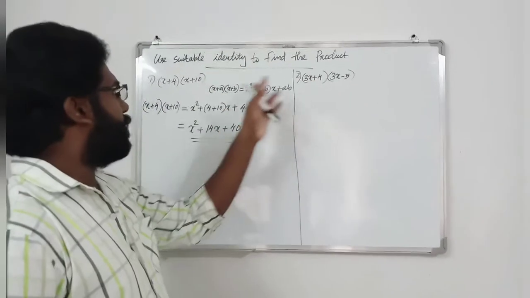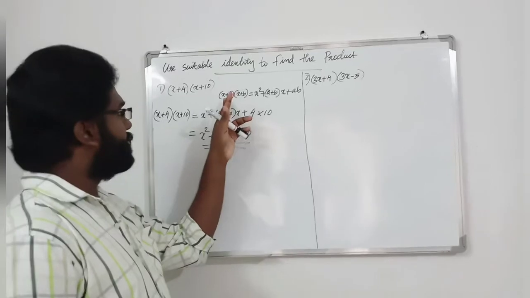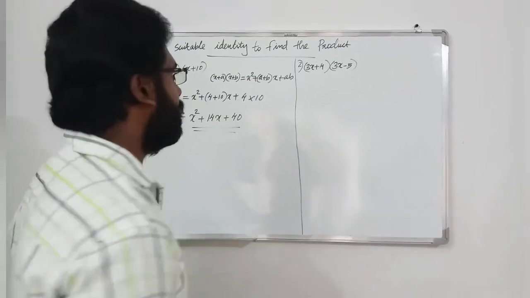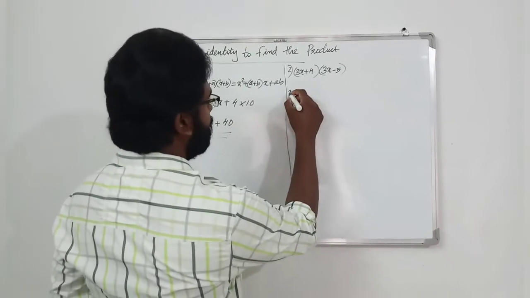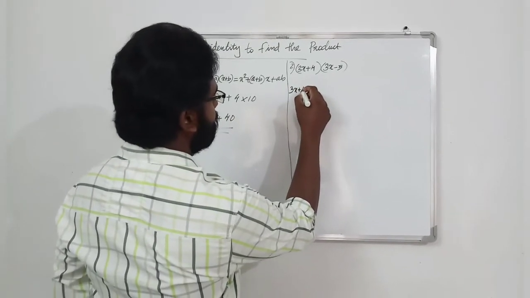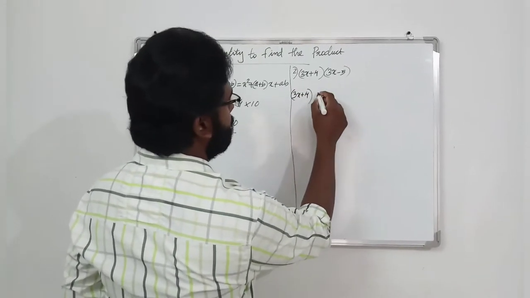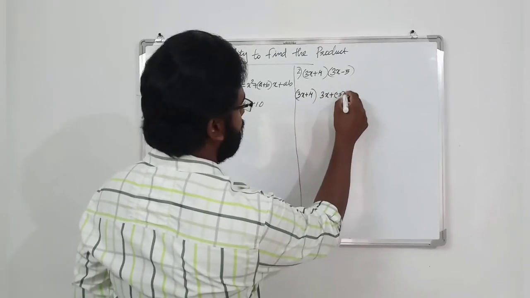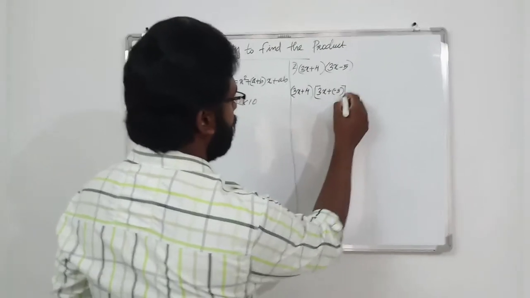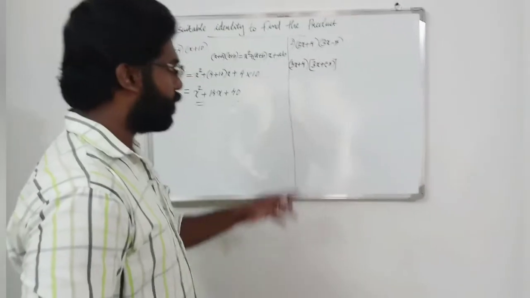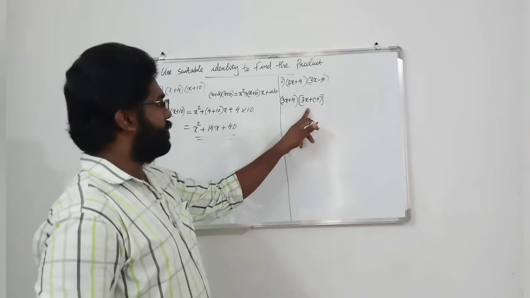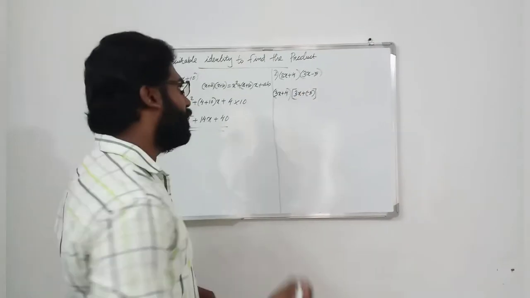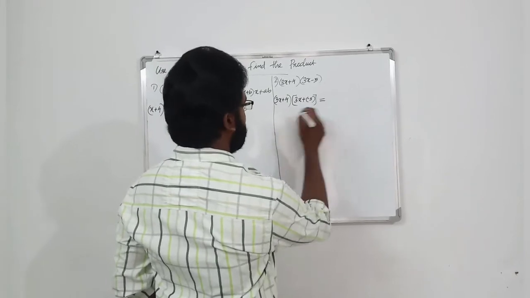This is based on (x plus a)(x plus b), but here all terms are positive, whereas one is negative. Then what do we do? We can change 3x minus 5 into 3x plus minus 5. You already did this in 8th standard, converting a negative term into a positive type. Now this is in the form (x plus a) into (x plus b). We can apply the identity.